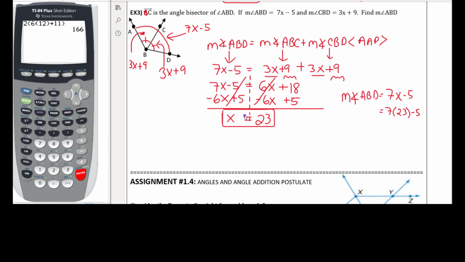And then using our calculator, come right there, parentheses 23 minus 5. And there we go. We got the answer to be 156. So there we go. That's our answer. And this concludes our lesson for today. So today we learned about angle addition postulate.